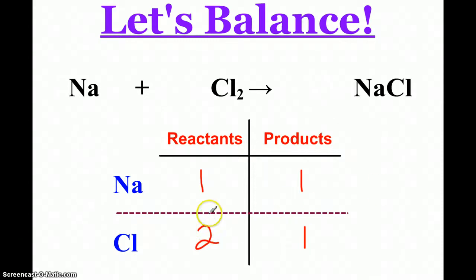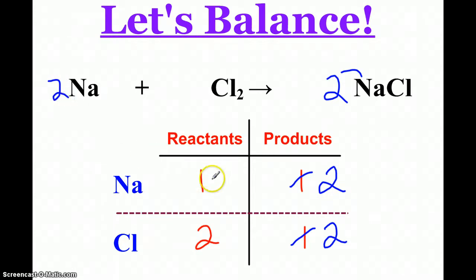So if I have 2 chlorines going in, the only way that I can make 2 chlorines come out is to put a 2 here. And that does wonders. Now we do have 2 chlorines coming out. However, this 2 also makes 2 sodium come out. But not to worry, that just means we have to go back over to the reactant side and fix that situation. And so now we have 2 sodiums going in and out as well. So this is a balanced equation.